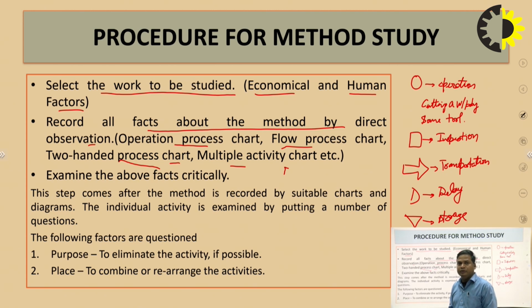Then finally, the storage. Storage means, like, the raw material is stored in the storeroom, or the finished goods are stored in the warehouse. This is called storage. So all 5 symbols are used in different types of process charts.